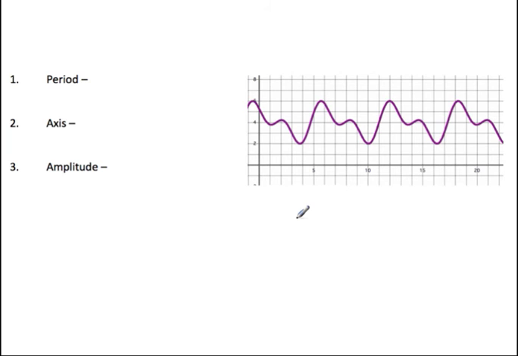Let's look at another example. Here's a more complicated function, but again, we can work out everything we need from the graph. The period is the length of a single cycle. If we look here and we look here, this is about x equals 4, maybe a bit less, and this is about x equals 10. So again, the period is around 6.